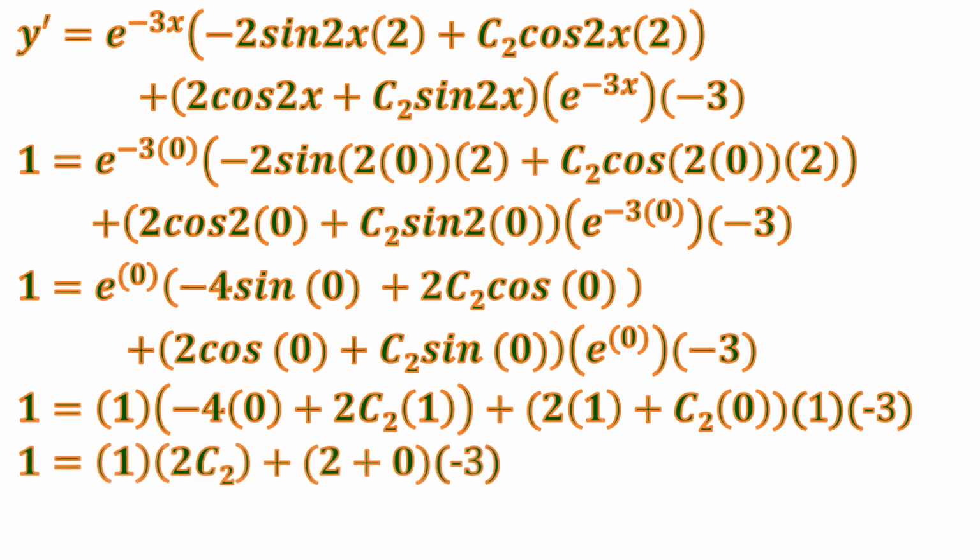Then we're going to solve further. So 1 times negative 4 times 0, and negative 4 times 0 is 0. So we're left with 2c sub 2, and also c sub 2 times 0 is 0, so we're left with positive 2. And 1 times negative 3 is negative 3. Then solving further, 1 times 2c sub 2 is 2c sub 2 plus 2 times negative 3.